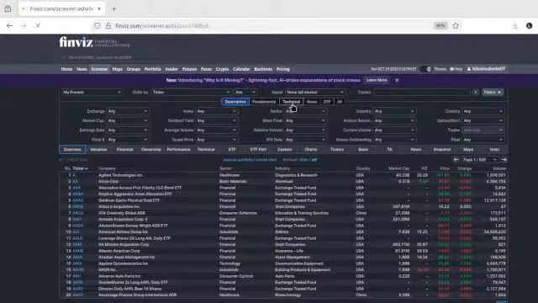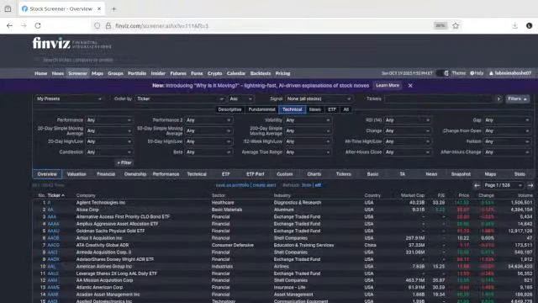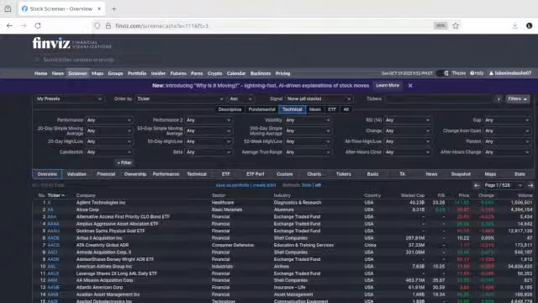When you come to the technical page on Finviz, because remember that's what you are trying to use, the first thing you'll notice is this candlestick chart right here. We can zoom in just to make it a bit clearer. So there you go.